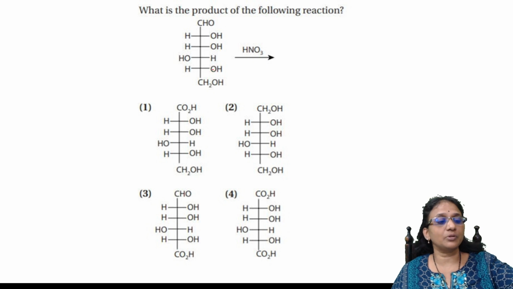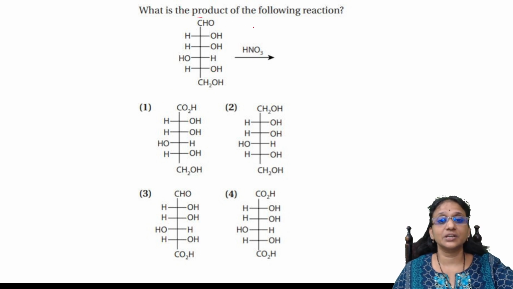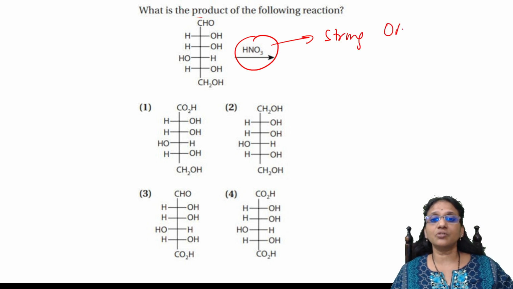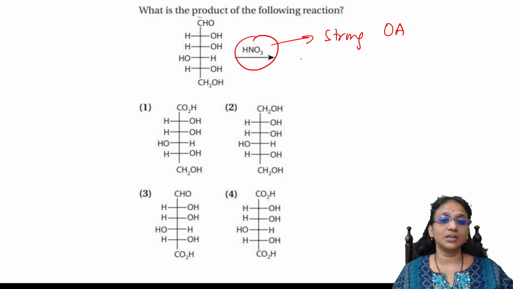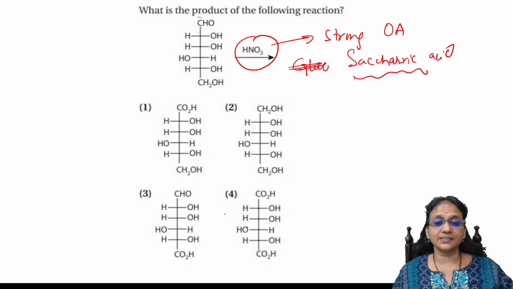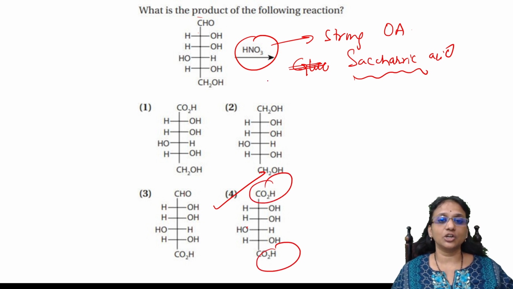What is the product of the following reactions? Now, see here, it's a strong oxidizing agent. I said something. If it is a strong oxidizing agent, glucose gets converted to which compound? Gluconic acid. No, wrong. It is nothing but saccharic acid, because with bromine water, you are going to get gluconic acid. What is saccharic acid, students? Yes, saccharic acid is the fourth one where you have two COOH groups at either side. Gluconic acid is with bromine water.